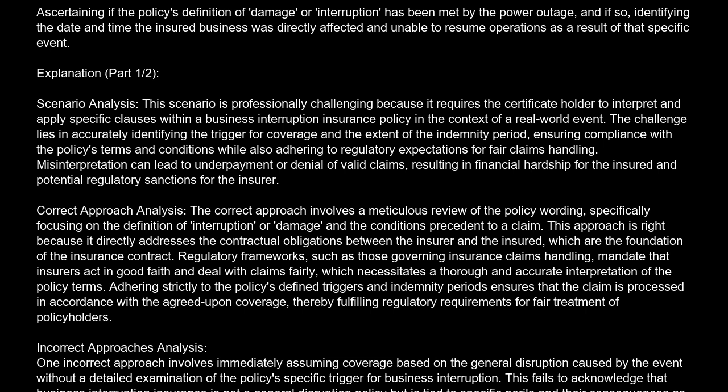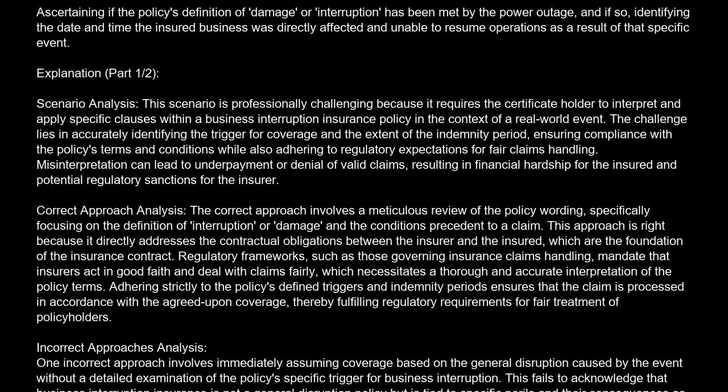Regulatory frameworks, such as those governing insurance claims handling, mandate that insurers act in good faith and deal with claims fairly, which necessitates a thorough and accurate interpretation of the policy terms. Adhering strictly to the policy's defined triggers and indemnity periods ensures that the claim is processed in accordance with the agreed-upon coverage, thereby fulfilling regulatory requirements for fair treatment of policyholders.